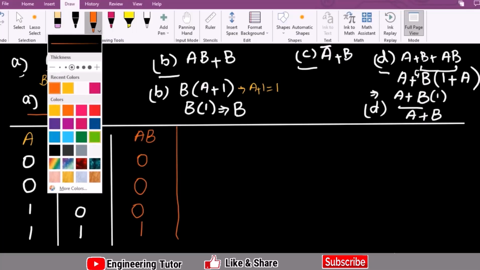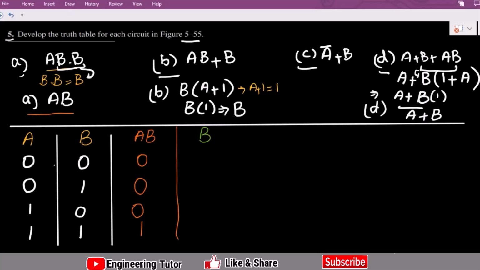So let me use this light green for it. Here we have this B. This is part B here, this is A. So for B, what will be the output? It will be the same as it is here for B. So I will get here 0, 1, 0, 1. That is the output which it has, so that is for part B here.